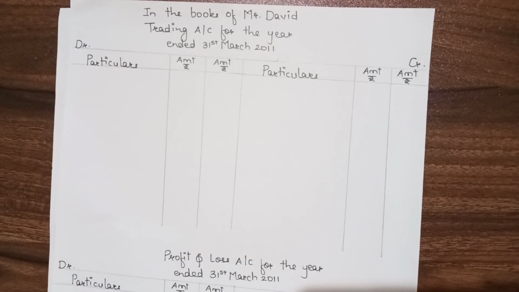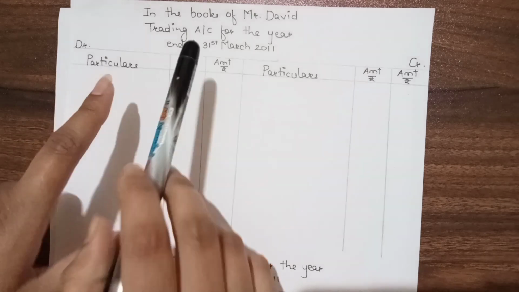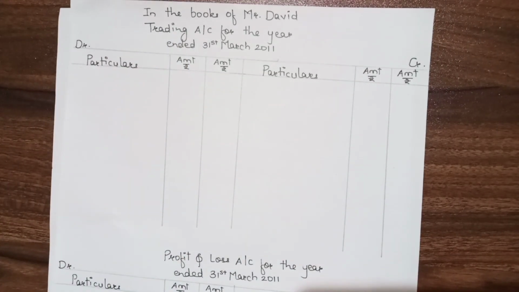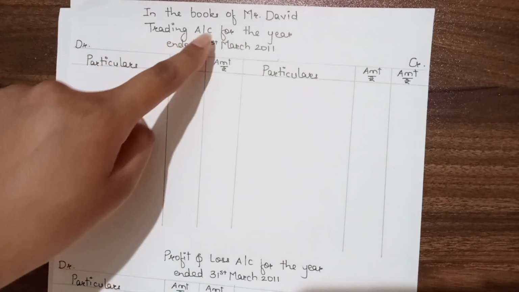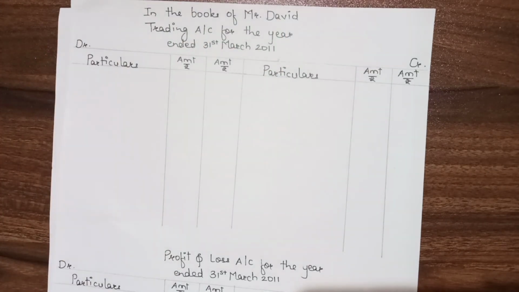For instance, the trading account and profit and loss account are both drawn in the same format. The heading would be, in the books of Mr. David, trading account and profit and loss account for the year ended 31st March 2011. So this is how the solution will look in your textbooks or reference books.